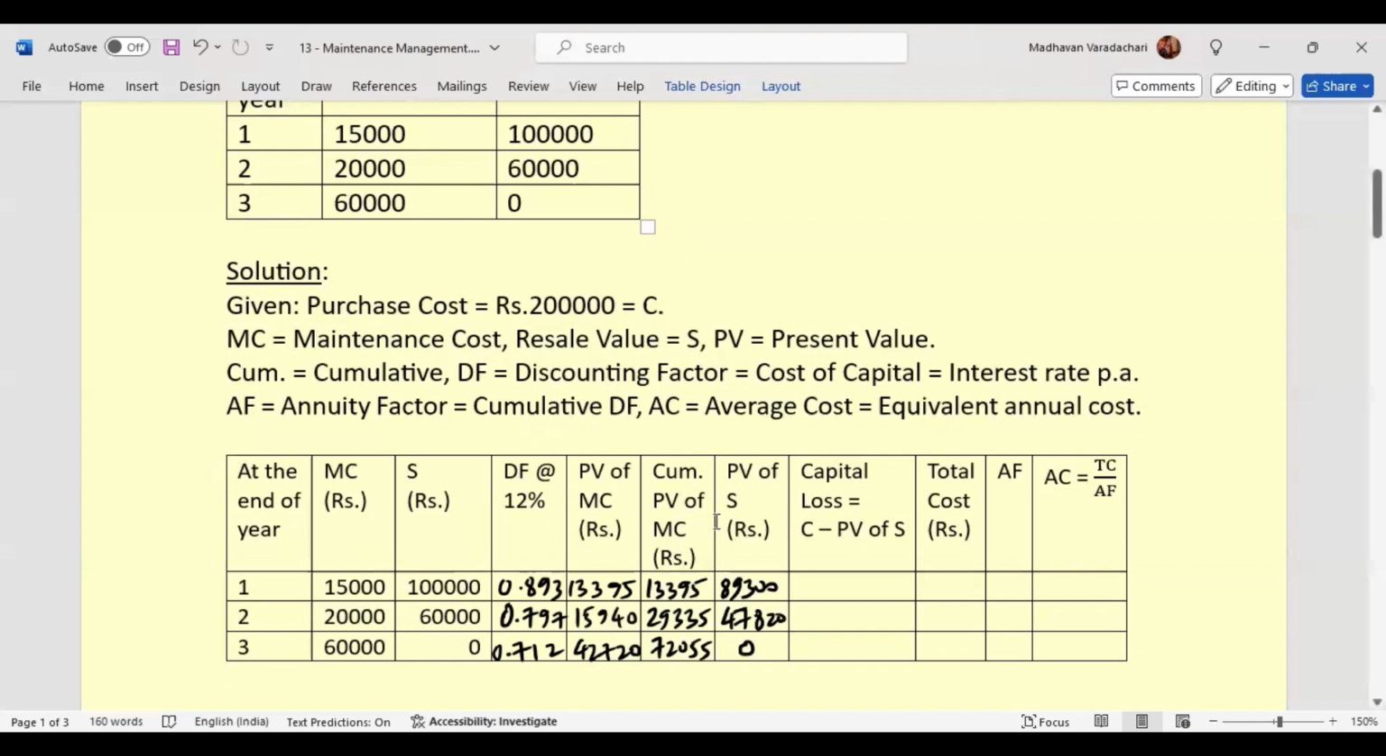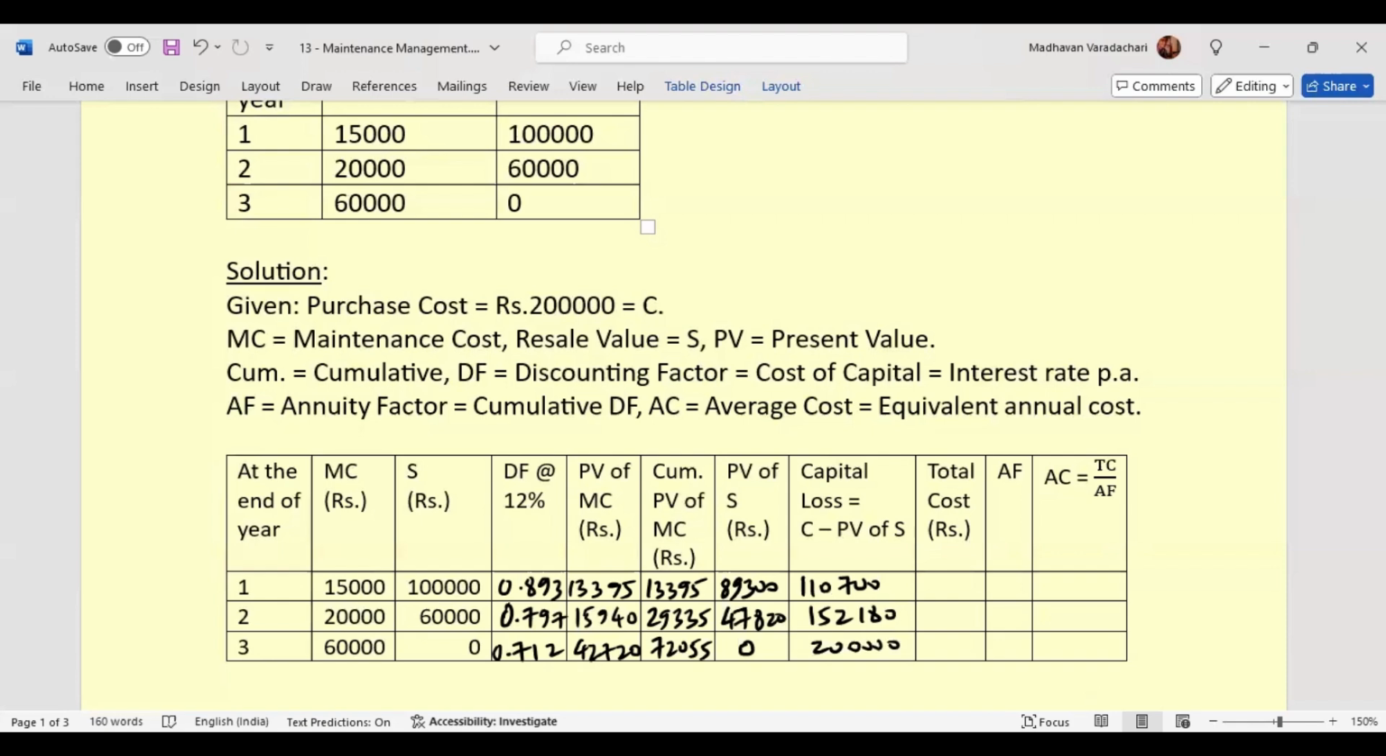Now, capital loss is the original cost, that is 2 lakhs, minus the present value of this, means 2 lakh minus 89,300. We get 110,700. Then 2 lakhs minus 47,820. We get 152,180. Then third one, 2 lakh minus 0, it is 2 lakhs only.